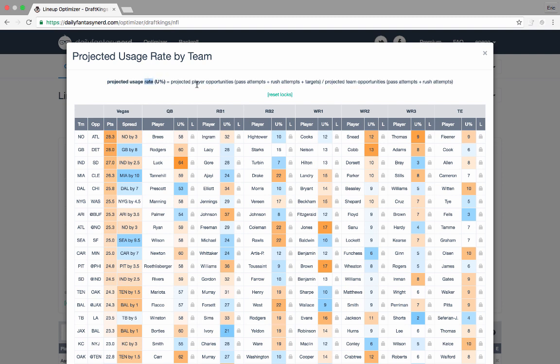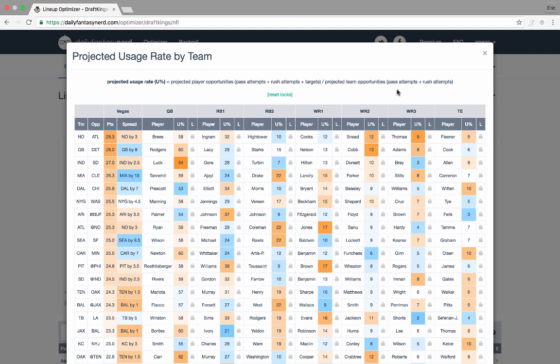What we're doing is taking the projected player opportunities, so pass attempts plus rush attempts and targets. For QBs, Russell Wilson will have both pass attempts and rush attempts. For pass catching running backs, you're going to have both rush attempts and targets. Generally, receivers mostly have targets, but sometimes they get a few rush attempts. So this way it combines all of them. And we'll divide that player's opportunities by the total team projected opportunities, so pass attempts plus rush attempts here.